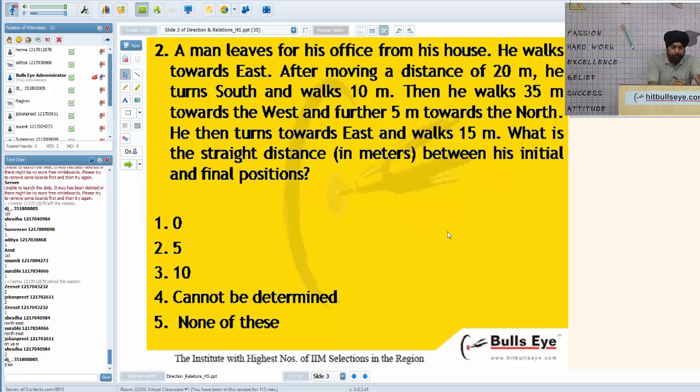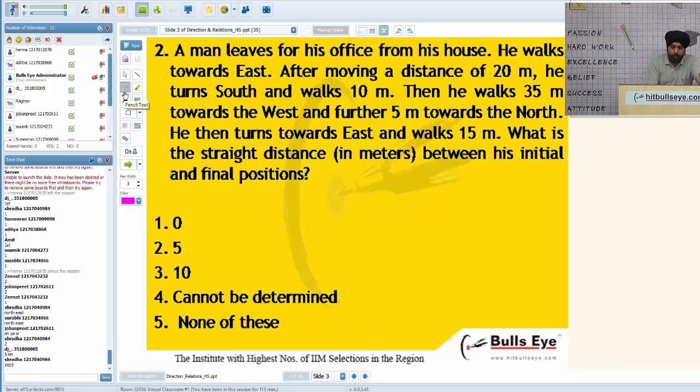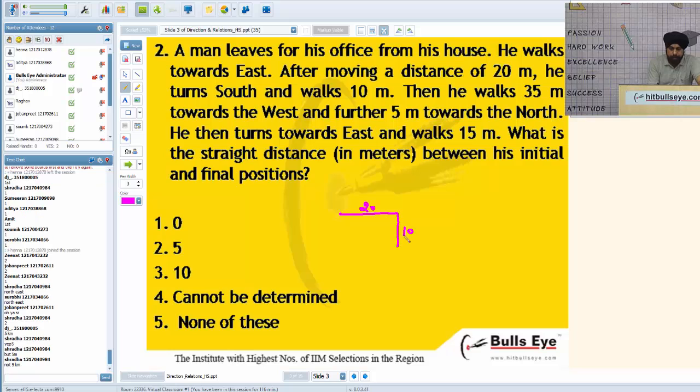Answer this. A man leaves his house for his office, walks towards east and covers 20. He then turns south and walks 10. Then he walks 35 kilometers towards the west. Always make it a point, students, to equate 20 with this initial 20. He reaches here after covering 35.